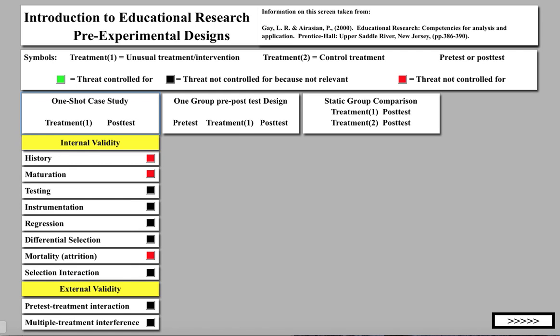Now, the one group pre-test and post-test design. So in this design, there's a pre-test, then there's a treatment, and then a post-test. So it's a single group that's pre-tested, exposed to a treatment, and then post-tested. Now, the success of the treatment is determined by comparing the pre-test and post-test scores.